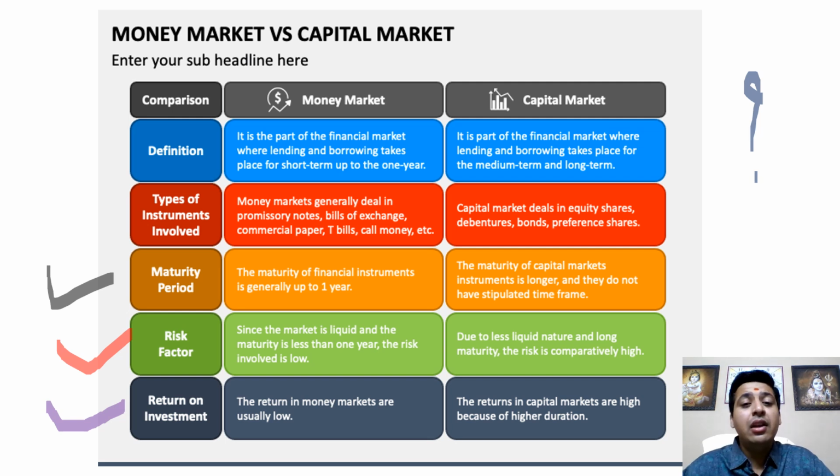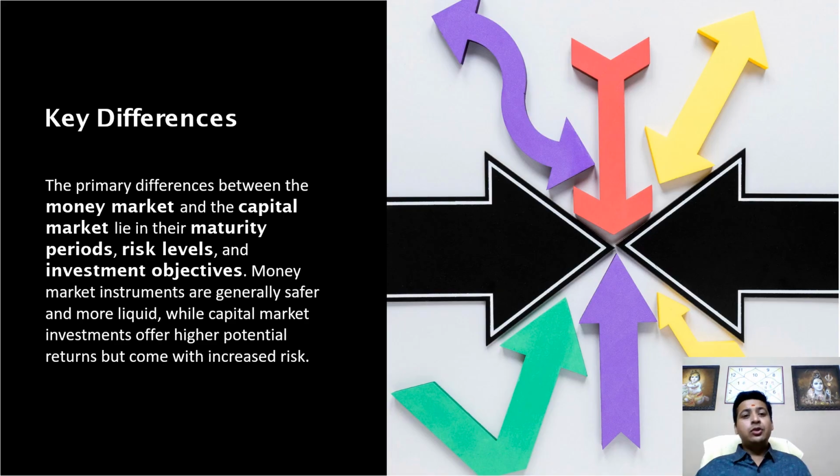That is why people think about whether to invest for this particular period or that particular period. Yes, we do have this instrument, but whatever amount, whatever investment we are making, we have to keep in mind today's scenario. Thinking about today's scenario always brings the future, and this is how we can plan our options. So what are the key differences between the money market and capital market? The main things we have to consider are maturity periods, risk levels, and investment objectives. The maturity period is less than 1 year.